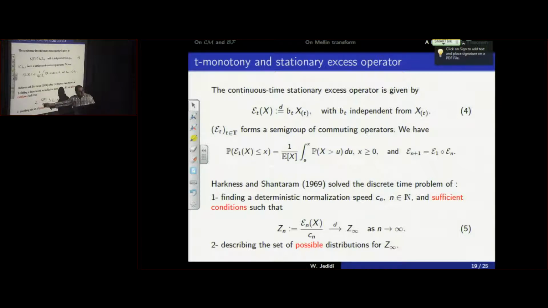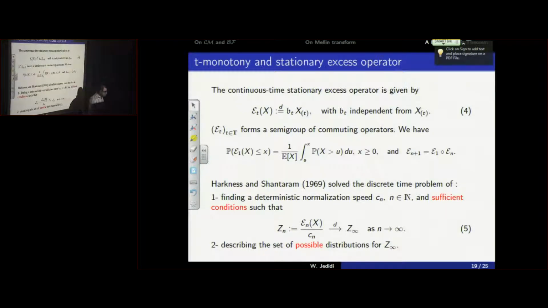What kind of normalization could you put in order to make this converge? They obtained sufficient conditions, and they proved that one of the candidates for the limit could be what we call the log normal distribution.